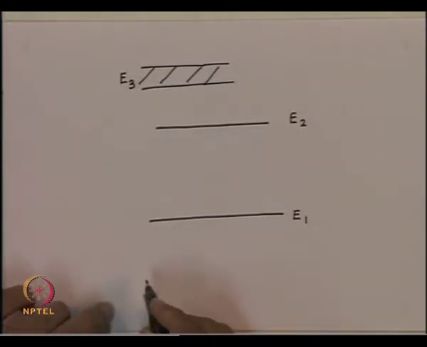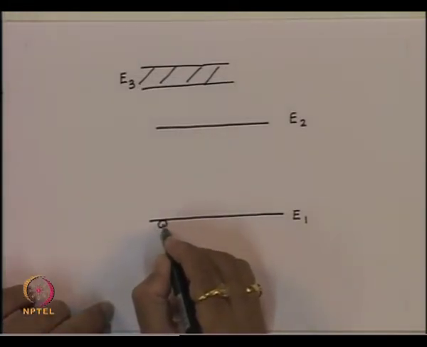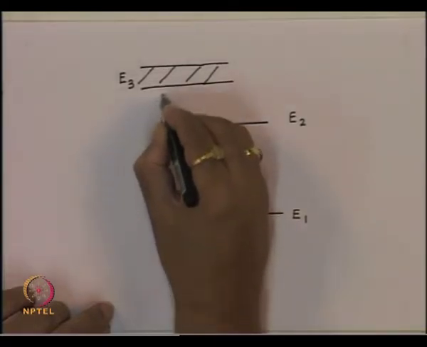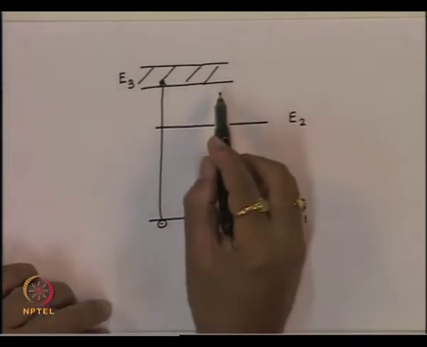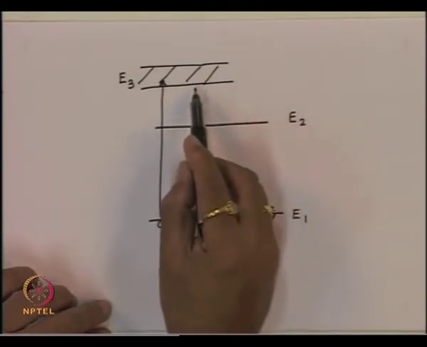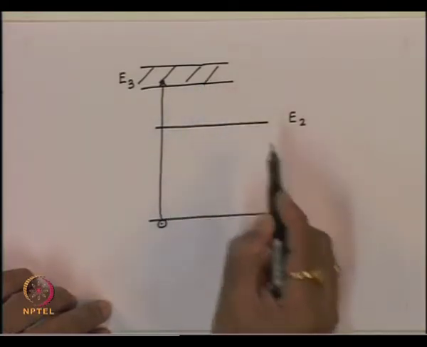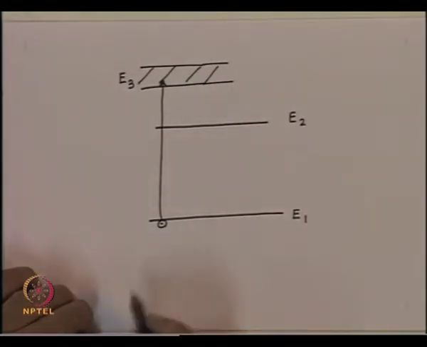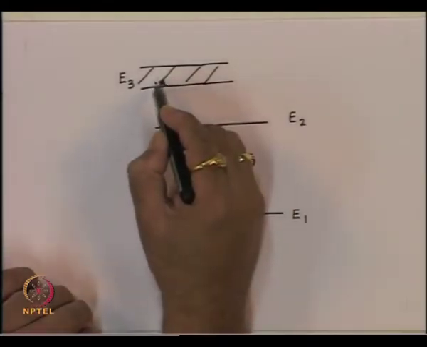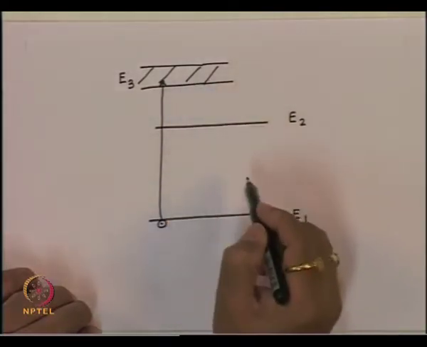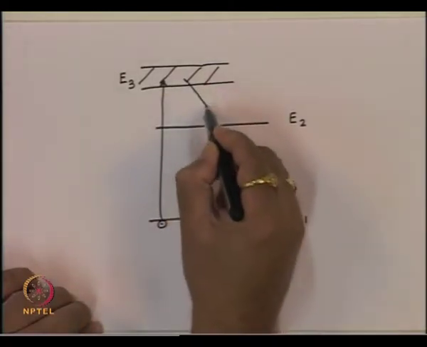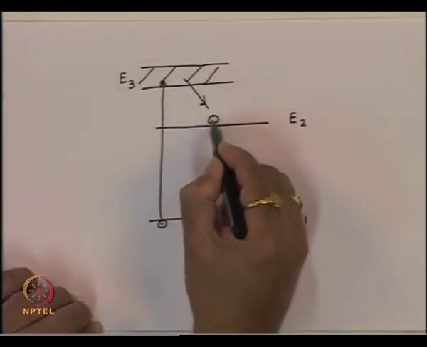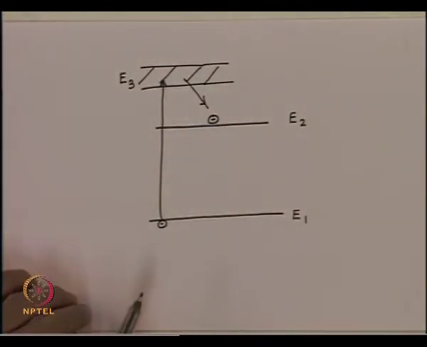So, now the process is as follows. The electron is transported from the ground state to this upper energy state. And then, if the lifetime of the electron to relax from this level to this level is much smaller, then the electron will be transported to this level, and very quickly, because of the spontaneous process, this electron will relax to this level. So, the electron will come from here to here, and it will come to the second level.